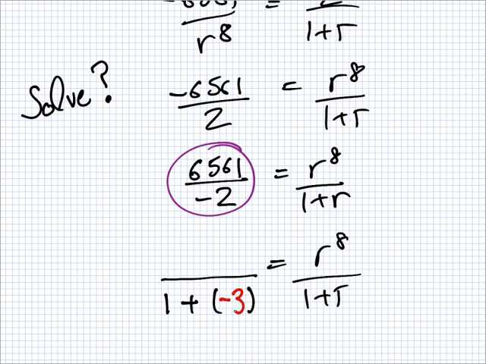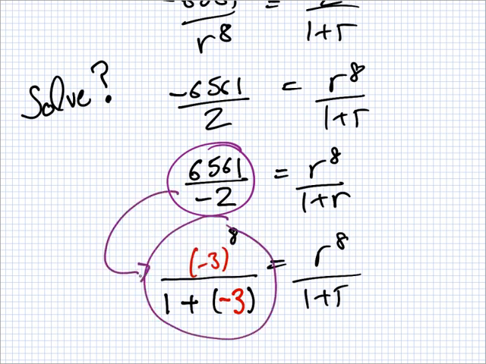Minus 3. 1 plus minus 3 is minus 2. And 6,561 is obviously minus 3 to the power of 8. Yes, obviously. So, by writing this like this, I think it becomes clear what the r is. What's the r? Minus 3. Yeah. Tricky.